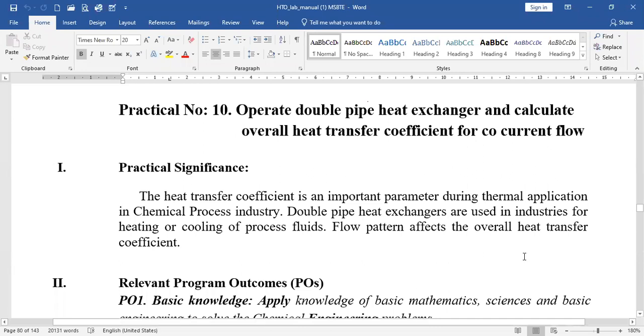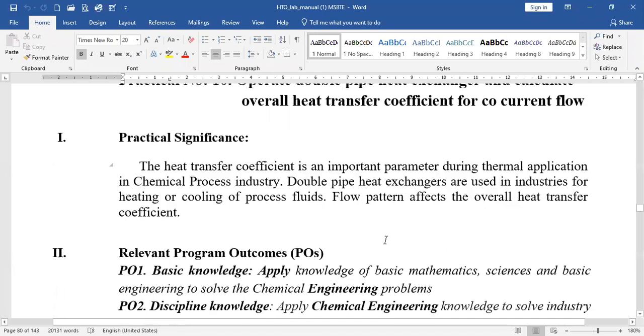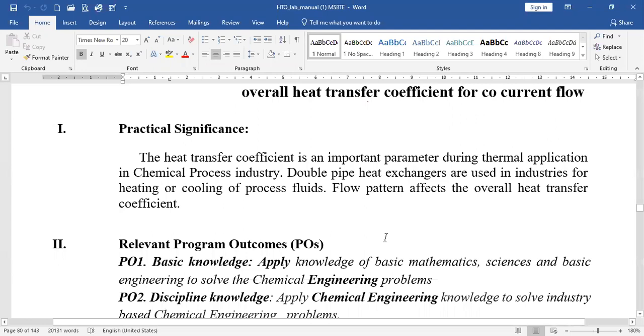So for this practical we are going to maintain the co-current flow, right? The practical significance of this practical is that the heat transfer coefficient is an important parameter during thermal application in chemical process industry. So in the previous sessions we have already discussed the heat transfer coefficient.